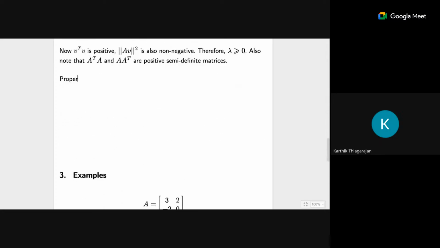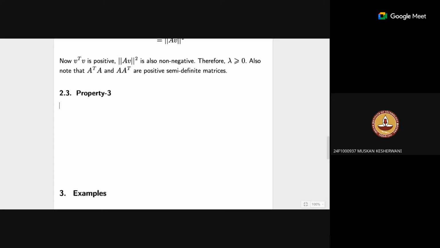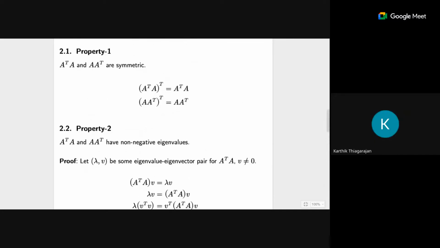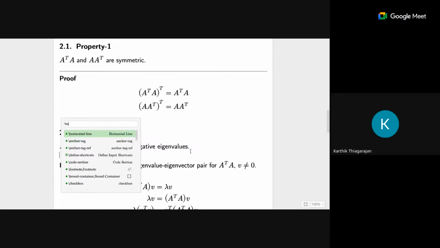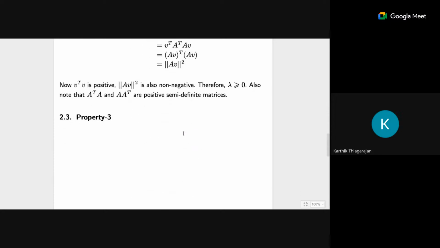Property 3 is the following. Someone please state property number 1. Yes, property 1 is just that they are symmetric. Thank you. So the next one is what?